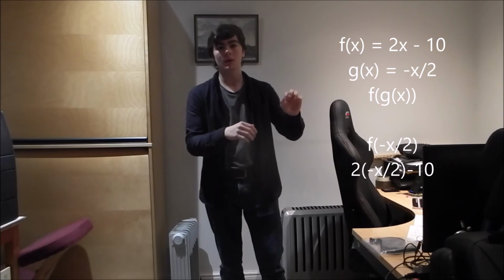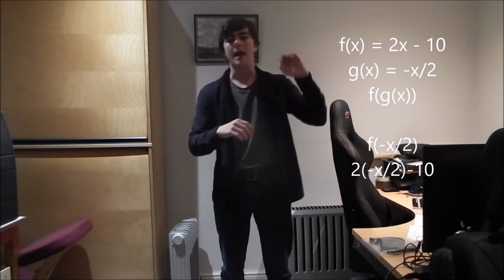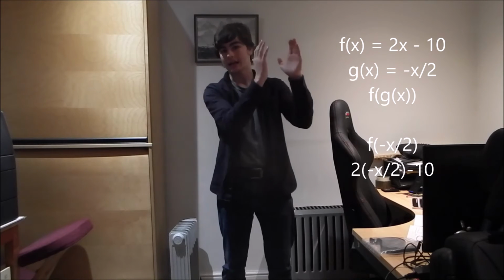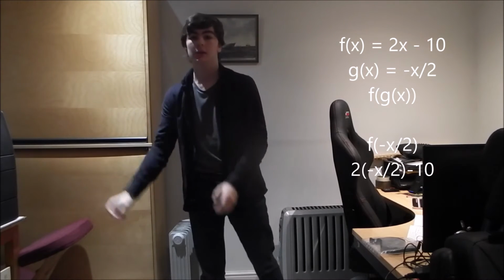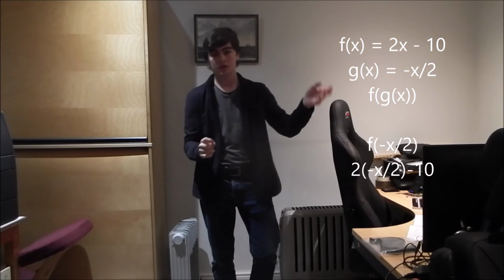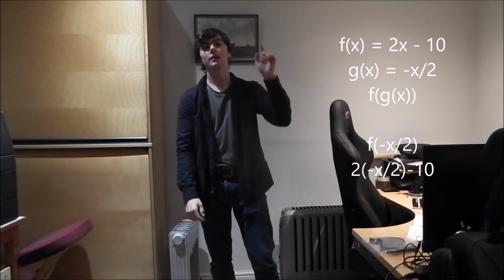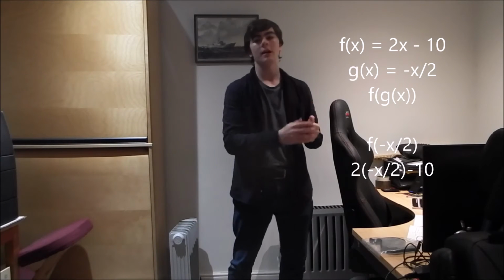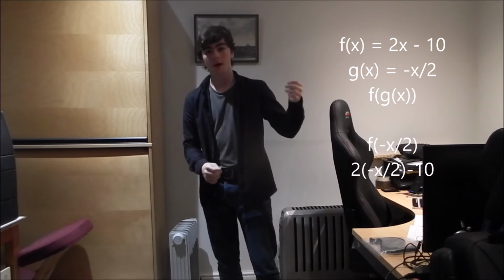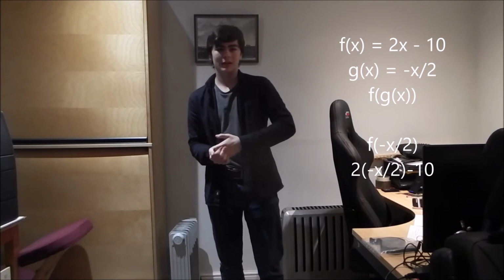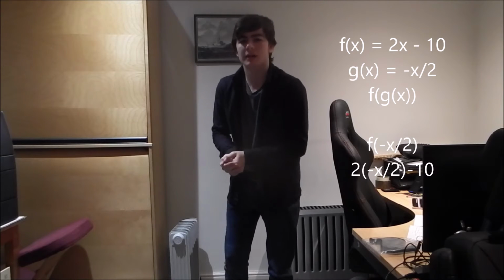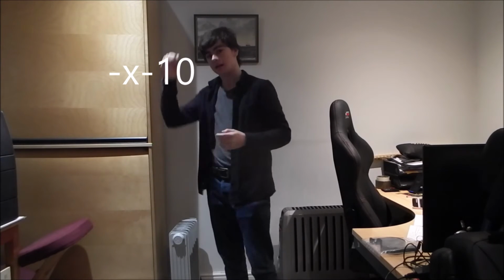So we do 2, and where the x was, we put minus x over 2 in the brackets, then minus 10. So we end up with 2 bracket minus x over 2 close bracket minus 10. 2 times minus x over 2 can be simplified to minus x. So your answer for this will be minus x minus 10.